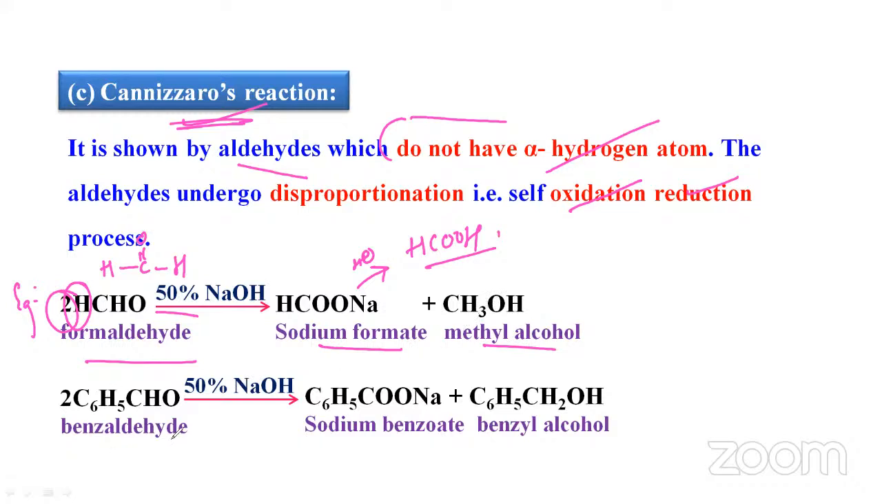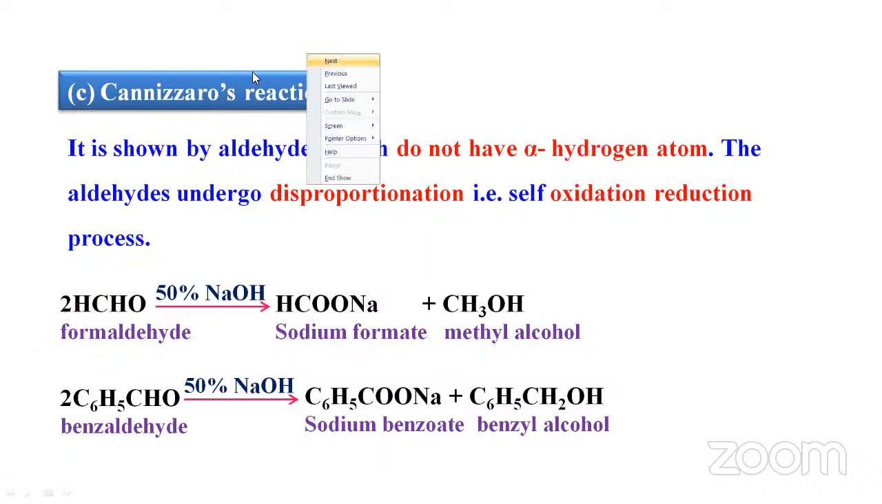So benzaldehyde: if you take two molecules of benzaldehyde and treat them with 50% NaOH, what does it give you? Sodium benzoate, which is a salt, and benzyl alcohol. Like this, the Cannizzaro reaction takes place.